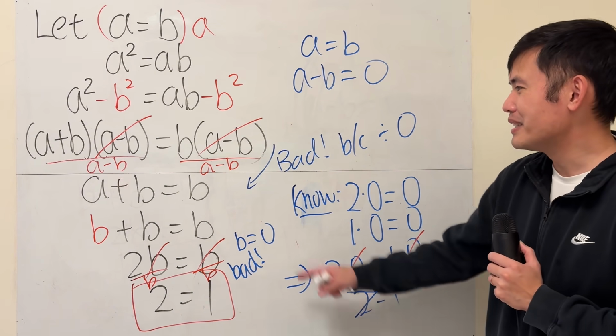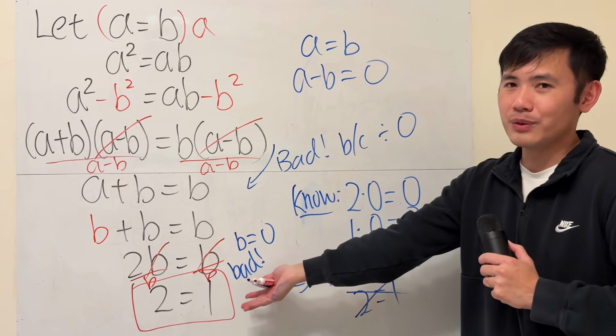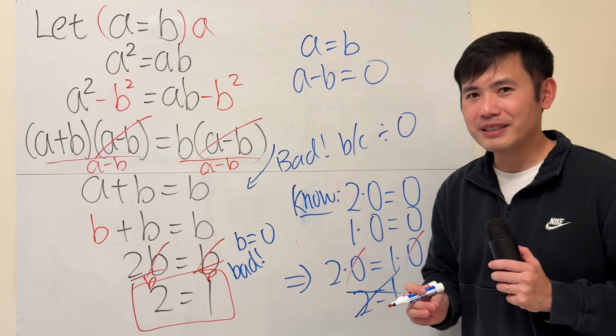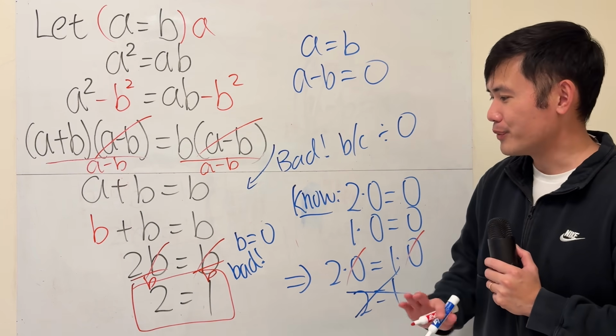Nobody really talked about it because this is wrong already. So why bother with that, right? So that's pretty much it. So this involves dividing by 0. It's a very classic proof that 1 is equal to 2. Of course, it's not. So don't ever do this.